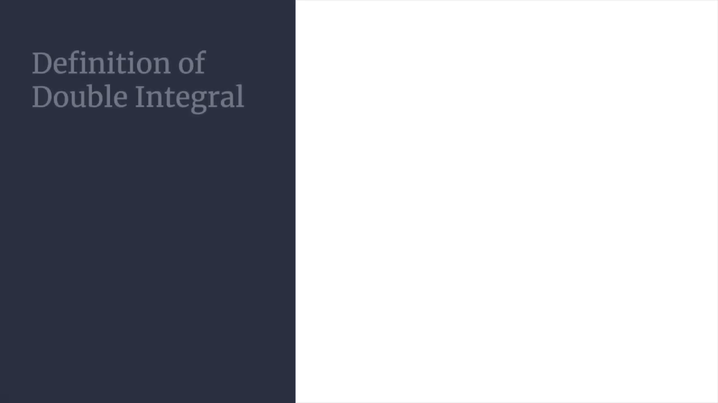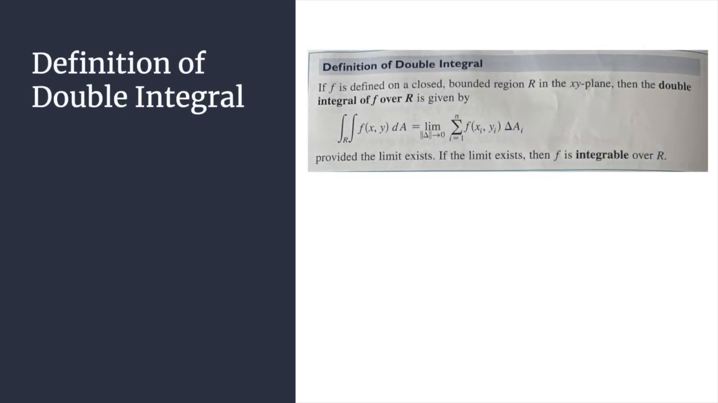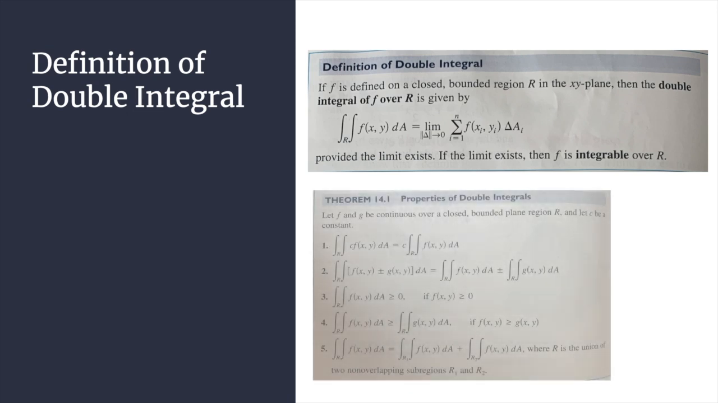The definition of double integral. If f is defined on a closed bounded region R in the xy plane, then the double integral of f over R is given by the following equation, provided the limit exists. If the limit exists, then f is integrable over R.